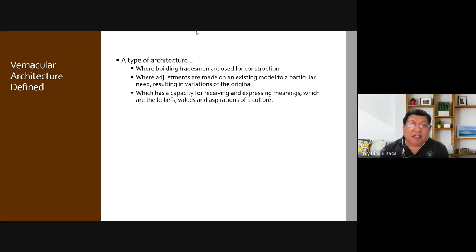And it's a type of architecture which has a capacity for receiving and expressing meanings, which are the beliefs, values, and aspirations of a culture. So it's difficult, in the Philippines at least, to do away with what we call animism, the belief. There is always that.